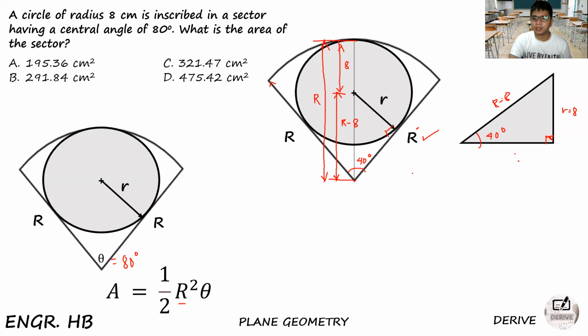So, we have sine 40 degrees is equal to opposite over hypotenuse. So, our opposite is 8 and our hypotenuse is R minus 8. So, clear ko lang yung ano dito. Medyo pangit ang sulat. Yan. Yeah. So in this way, we can get the value of R. So baba lang natin. Malaki pa naman ang space.